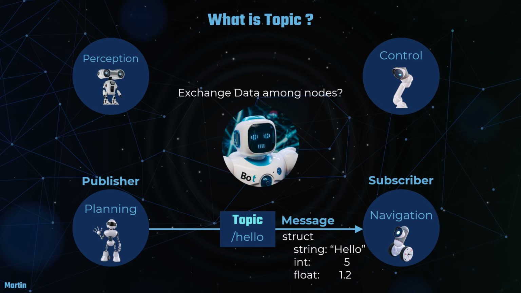This publish-subscribe model enables decoupled communication, allowing nodes to interact without needing to know about each other's existence. It's important to define your ROS2 topics carefully to ensure efficient and effective data exchange within your robotic system. Understanding this concept is key to harnessing the power of ROS2 in your projects.